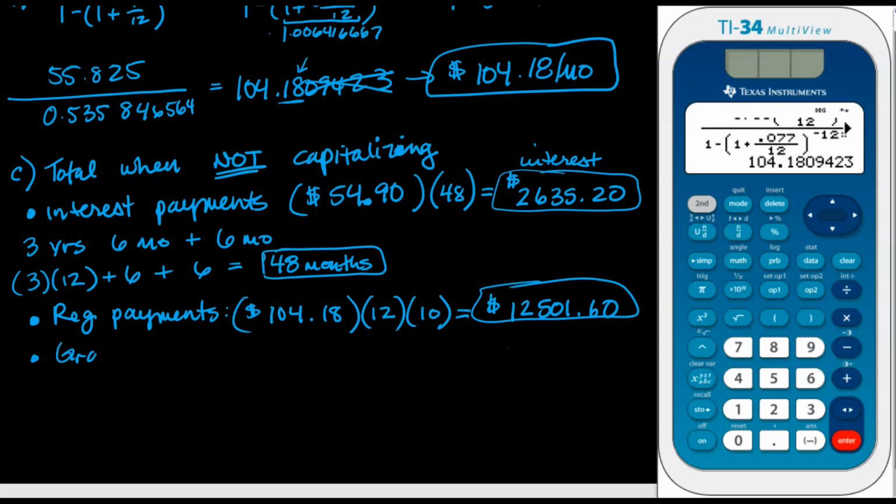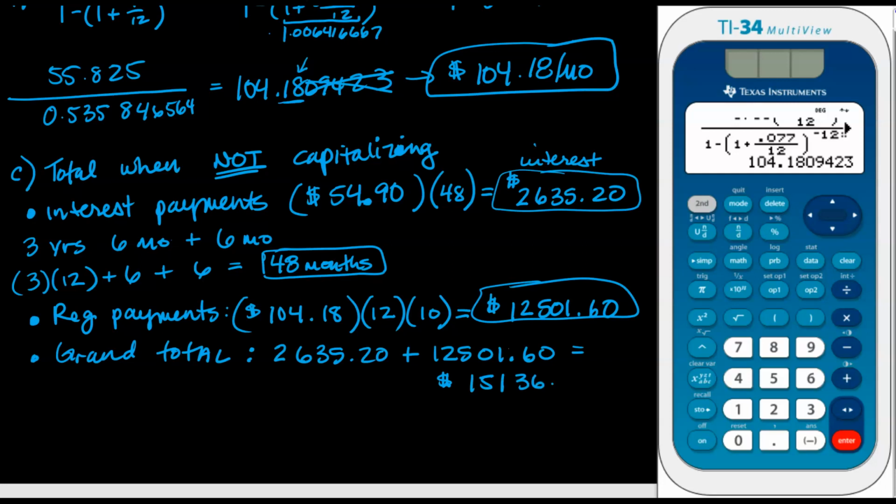So I'm just going to do another bullet. So the grand total for this loan, by not capitalizing interest, is going to be the $2,635.20 plus $12,501.60, and I'm going to get $15,136.80. So this is the total when she did not capitalize.